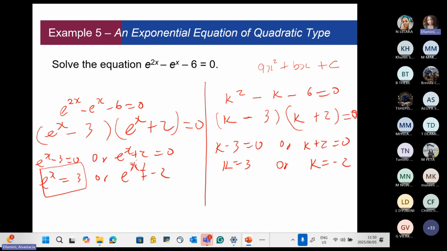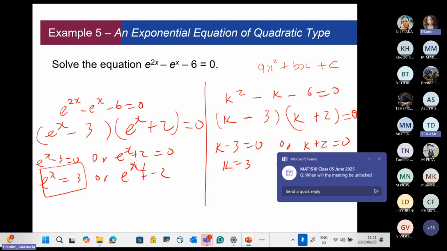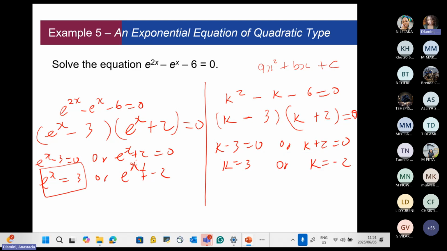But we are looking for x. So what do we do now? We use the log, the natural log, ln. Why do we use the natural log? Because we see this e that is here, and because of which property? The inverse property. Because of the inverse property, we know that the inverse of e is what?